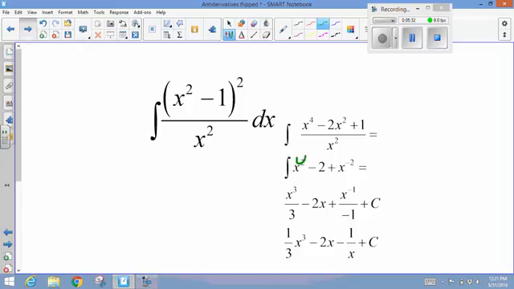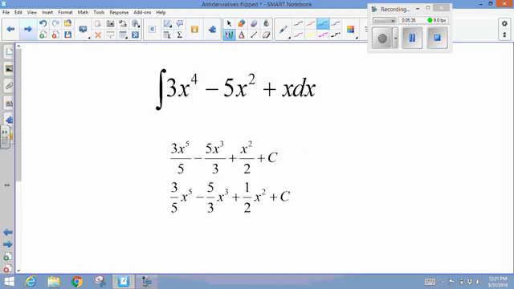Next one. I end up with the antiderivative, or the integral, of 3x to the fourth minus 5x squared plus x. That dx sort of got stuck in the middle there, but we really didn't mean to. So again, I'm going to add 1 to the exponent. So that would give me 3x to the fifth over 5 minus 5x to the third over 3 plus x to the second over 2 plus c. So I end up with 3/5 x to the fifth minus 5/3 x to the third plus 1/2 x to the second plus c.